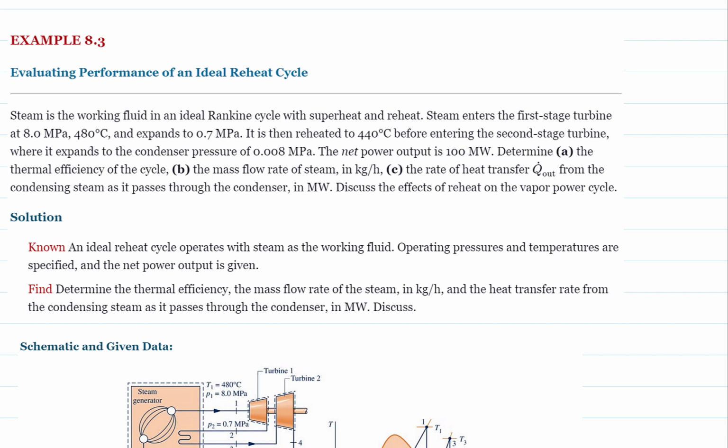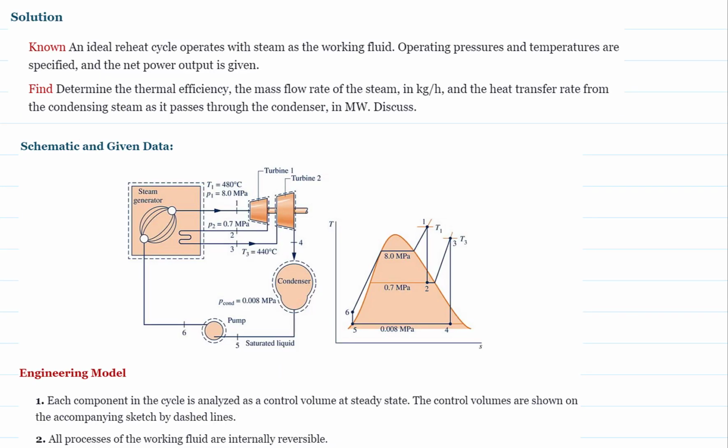So this question is very similar to example 8.1, but the Rankine cycle is modified with superheat and reheat to increase the thermal efficiency. We can sketch the processes on a TS diagram. Note that now we have 3 isentropic processes. So one isentropic compression in the pump and 2 isentropic expansions in the turbines.